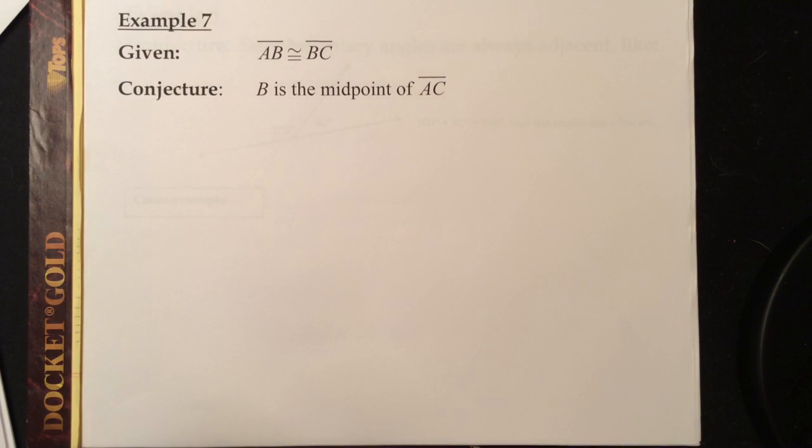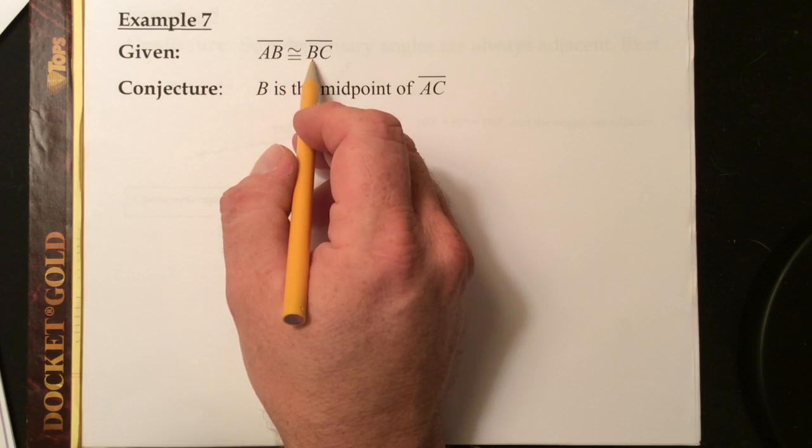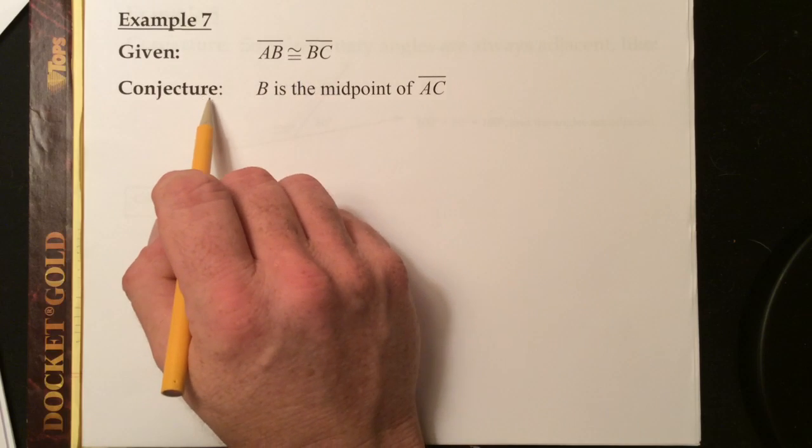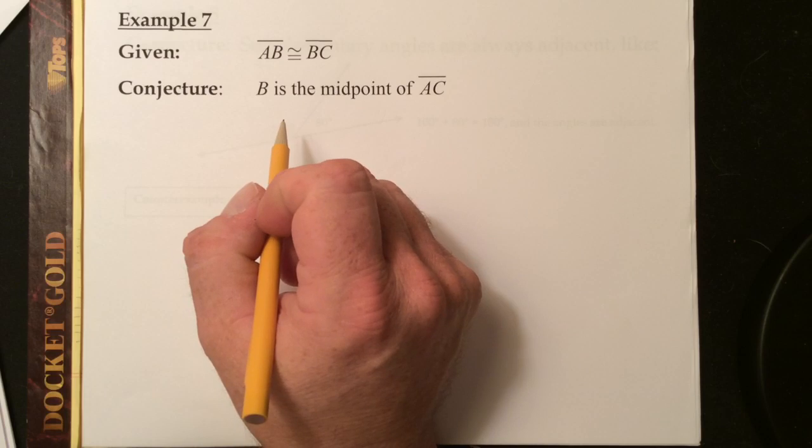Example 7. In example 7, you will test a conjecture that involves geometric concepts that you've already learned in previous lessons. So here we're given that line segment AB is congruent to line segment BC. The conjecture is B is the midpoint, or must be the midpoint, of segment AC.